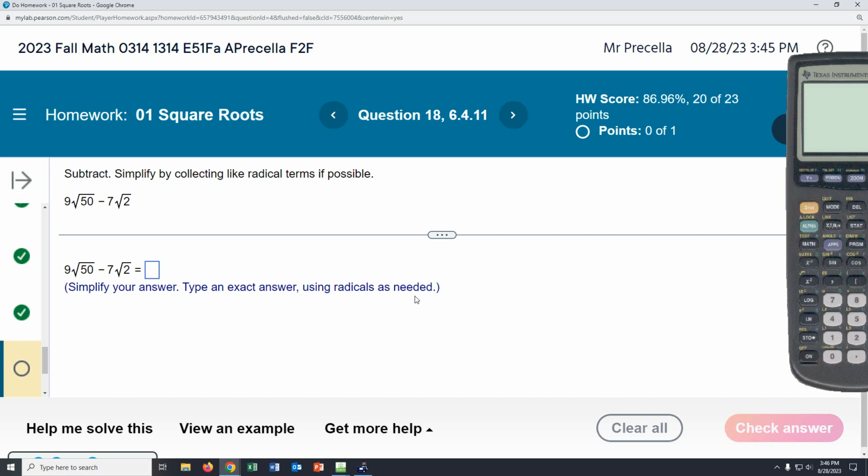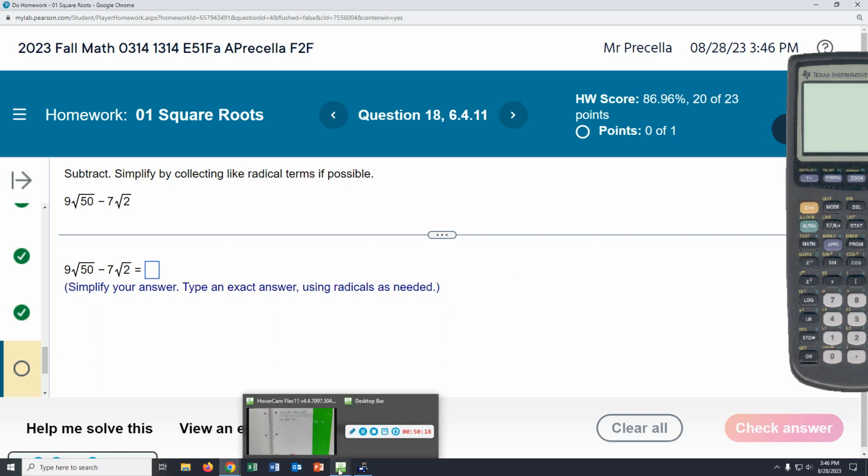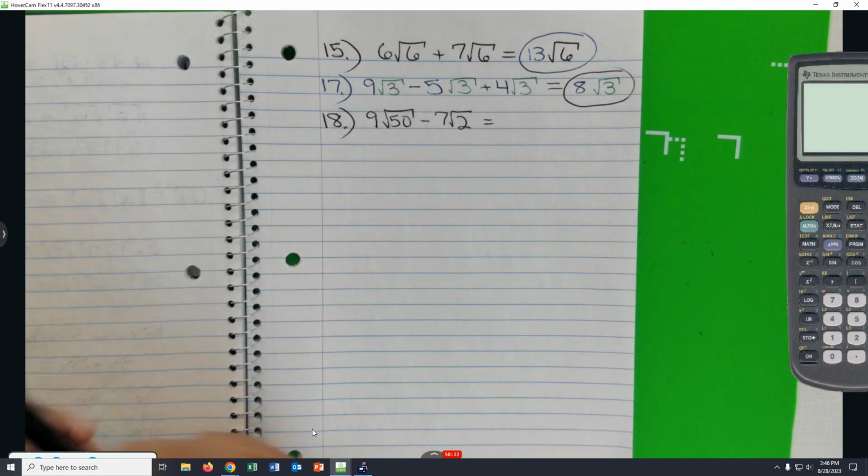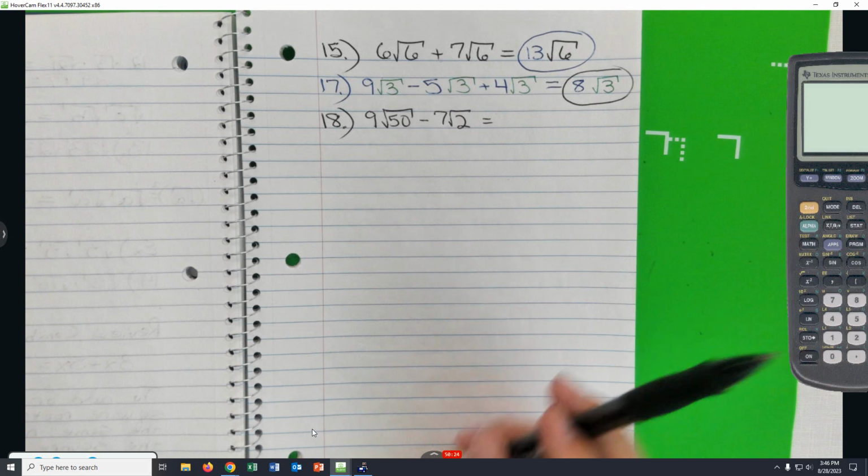9 square root of 50 minus 7 square root of 2. But you have a hint in that I've mentioned how everything just builds. You do one thing and it builds. 9 square root of 50 minus 7 square roots of 2. Well, they don't have the same number.